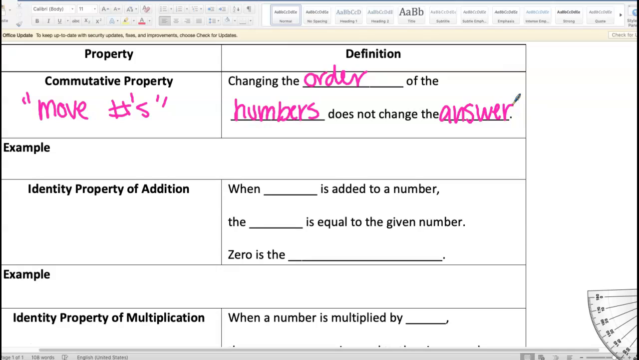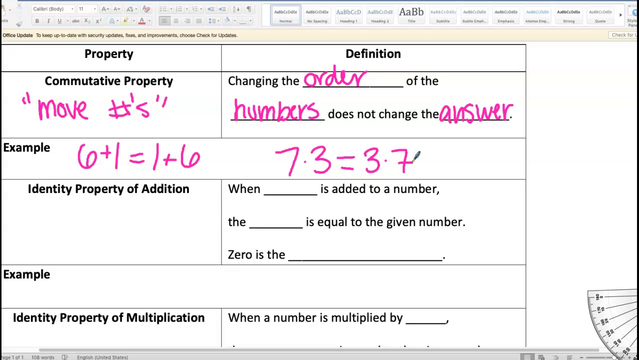And then the next line, you have a blank for an example, right? So an example: if I have 6 plus 1, what is that the same as? 1 plus 6, right? That doesn't change the value, because that's still 7. I can also use it for multiplication. So if I take 7 times 3, what is that the same as? 3 times 7. It doesn't change the value. Questions on that one?